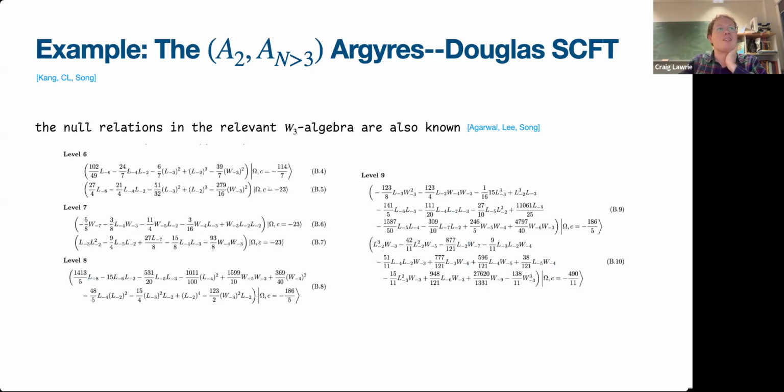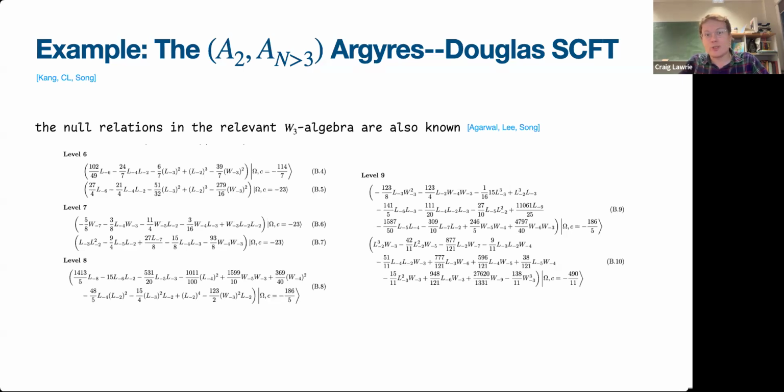Okay. So I said earlier that computing the null relations in W algebras is a challenging thing. Luckily for us, one of our collaborators, Chewan, had already gone through this difficult challenge, and they have a very nice appendix in this paper here, where they compute all the null relations up to level 9.